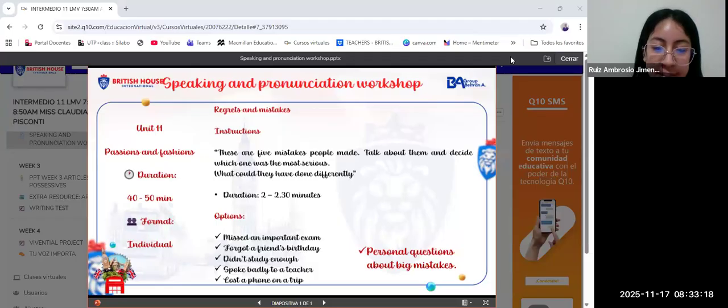The third, didn't study enough. Well, maybe in an exposition or an important exam, I think this mistake has the same consequence as the first sentence, missing an important exam, because if you didn't study enough, maybe in an exposition, you do a poor performance. This can affect your grades too.